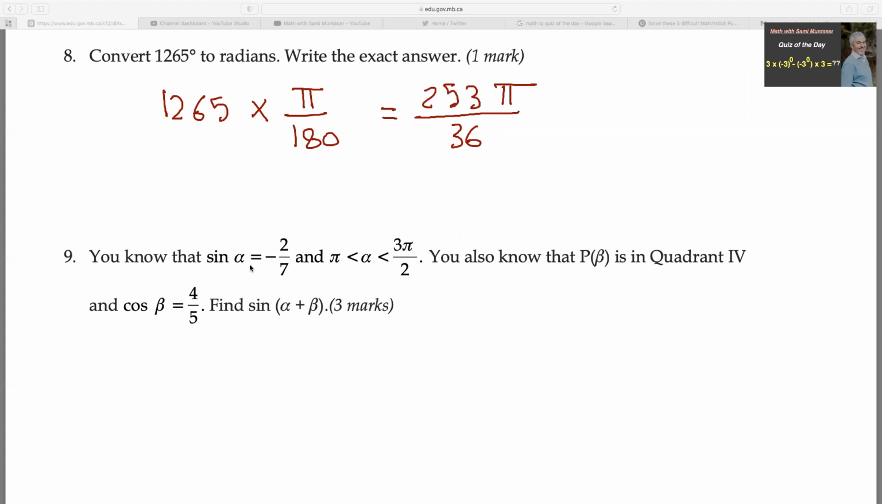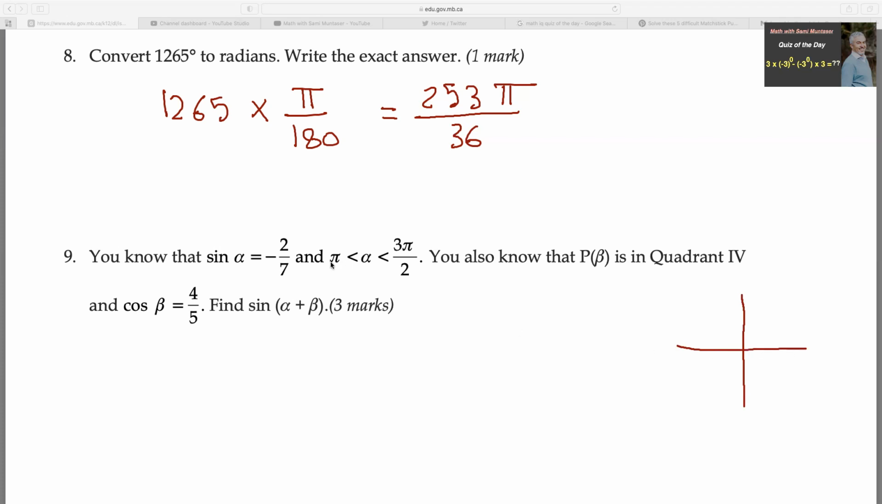Now, you know the sine of alpha is -2/7, alpha is between pi and 3π/2. Also, you know beta is in quadrant 4 and cos beta equals 4/5. Find sine of alpha plus beta. Let's start breaking this down little by little. So let's worry about alpha first.